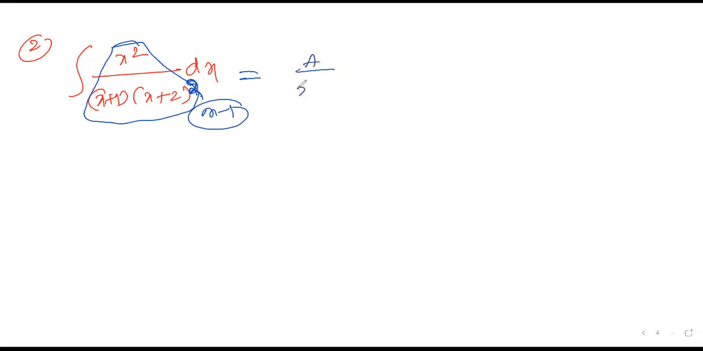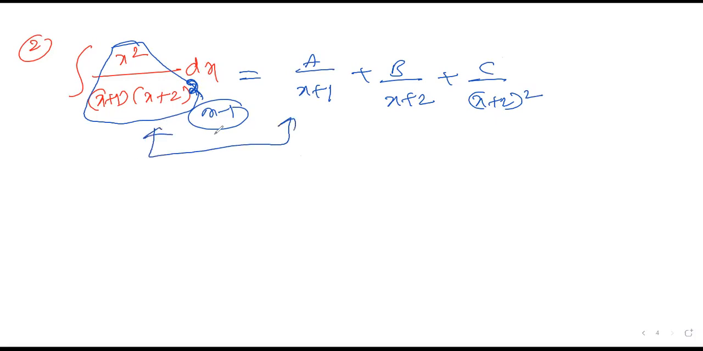A by x plus 1, plus B by x plus 2, plus C by x plus 2 whole square. Clear? Yes. So please continue this, which I already told you many times, please do work on that.